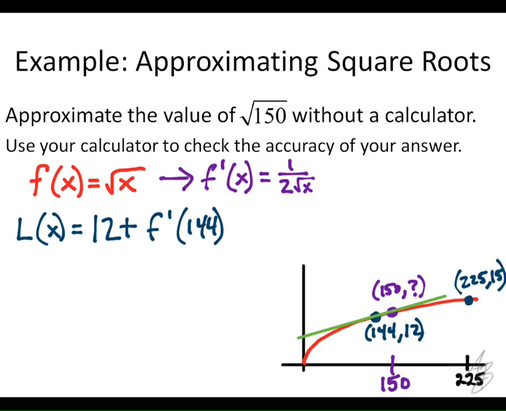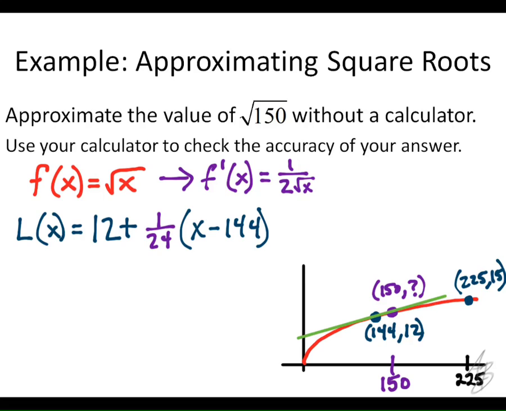So what is the derivative then at 144 going to be? 1/24. Yeah, it's going to be 1 over 2 times the square root of 144, or 1 over 24, times x minus 144.